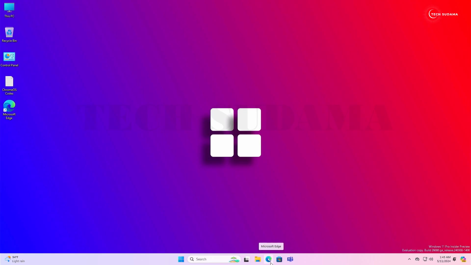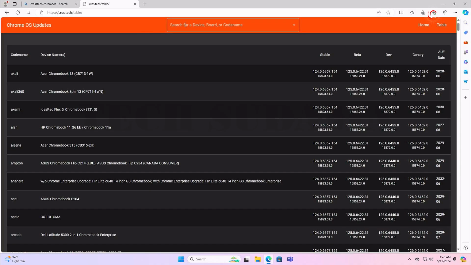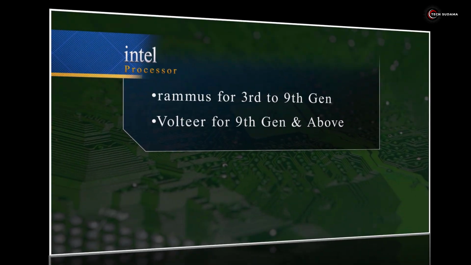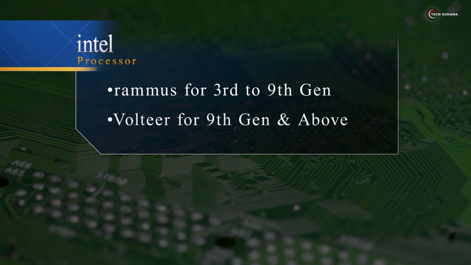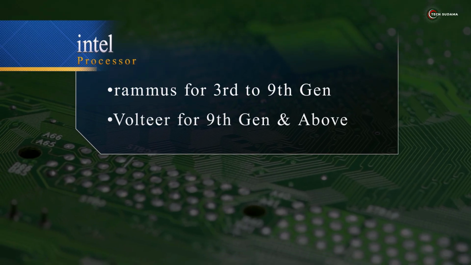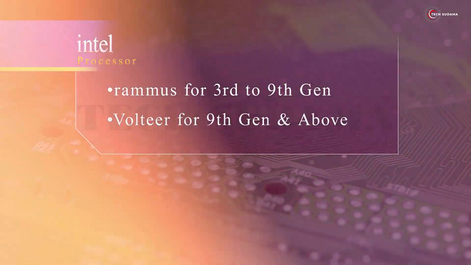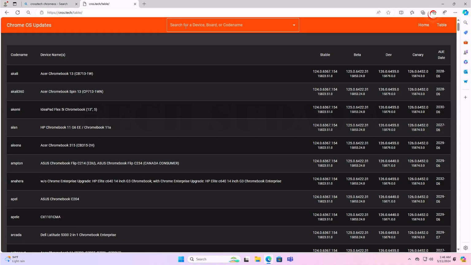Now just open your browser and search for Cros Take ChromeOS and here you'll find ChromeOS update. Click on here and click on here. Now if you're using an Intel processor from 2nd gen to 9th gen, you'll have to download Ramas, and if you're using 10th gen to latest, then you'll have to download Voltaire, and if you're using an AMD processor, then you'll have to download Zork.